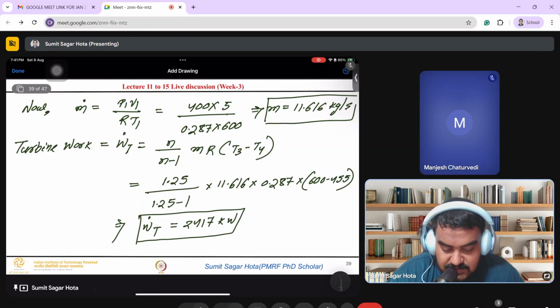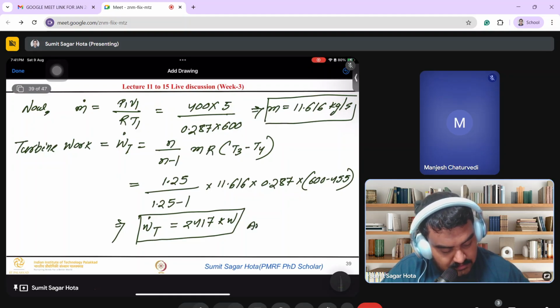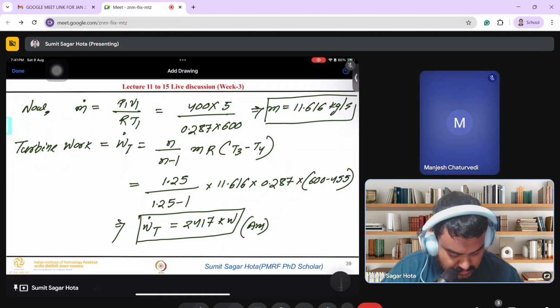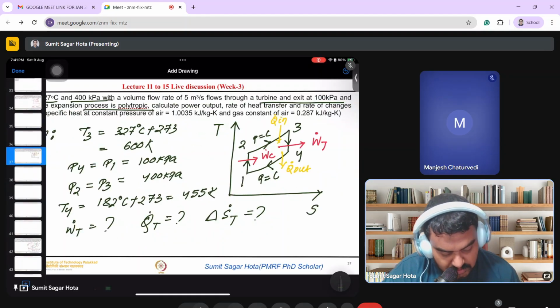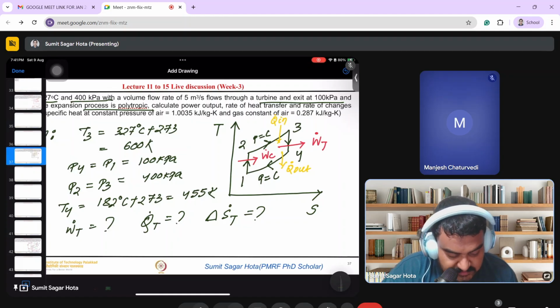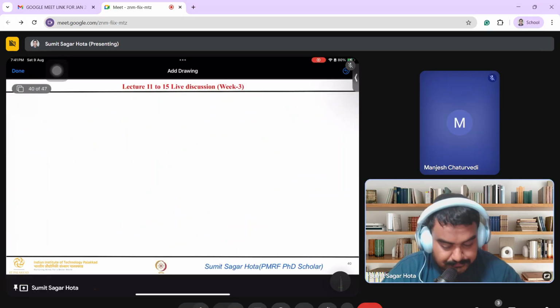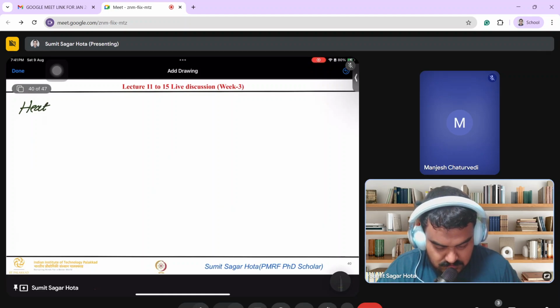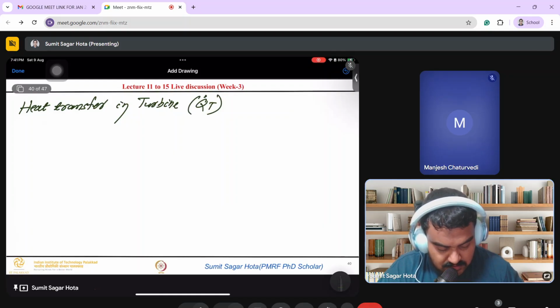So now one question we have answered. Okay. So W_T we have now. We need to next find the heat transfer and entropy change. So the heat transfer in turbine, Q dot T.